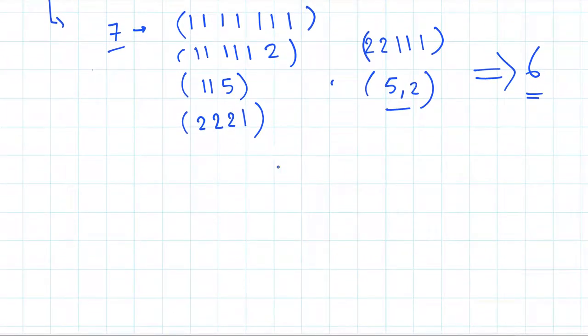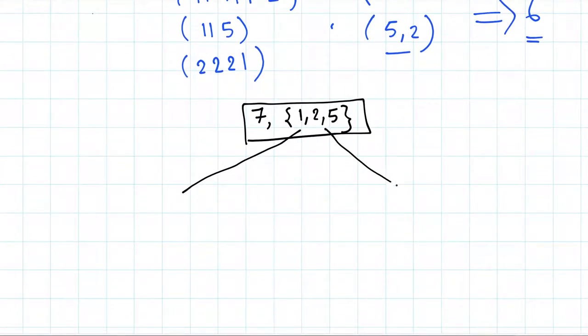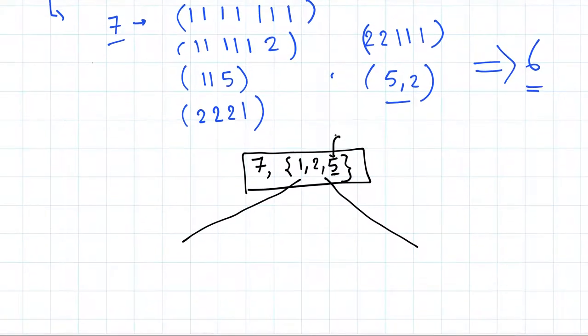So how can we solve this problem? We can break it into smaller pieces. We are given the required value and the array of coins, 1, 2, and 5. This is the final problem that we have to solve. We can break it into two pieces. One way would be that I don't include this last coin. 5 is the last coin, so I just exclude that. So in my solution, it does not contain this.